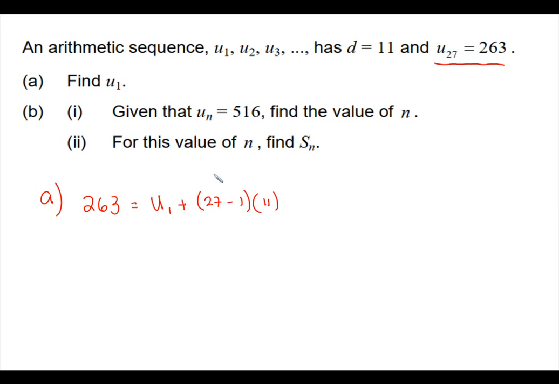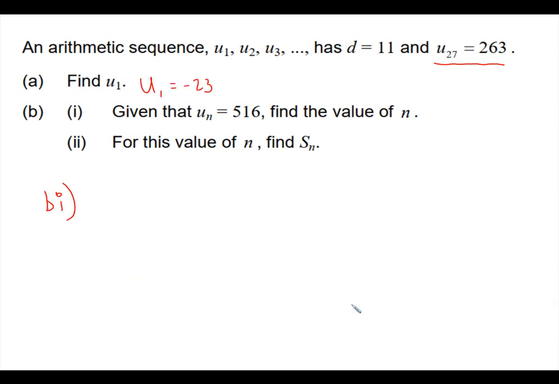So you work this out, basically this is going to be 26 times 11, right? So you have u sub 1 plus 26 times 11, that gives us 286, is equal to 263, and then subtract 286 on the other side. So it looks like that's going to give us negative 23. Alright, so we've got the first term here.